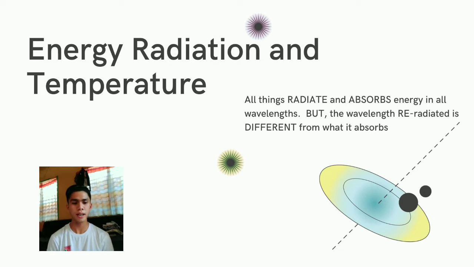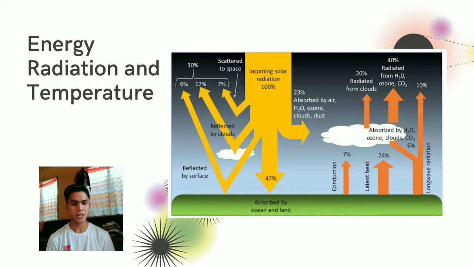So therefore, the wavelength radiated or emitted by the body is different from what it absorbs. Visible light is very different from infrared radiation in terms of wavelength. The sun radiates ultraviolet radiation, visible light and infrared radiation. But why is it that the Earth's surface only absorbs the visible light?